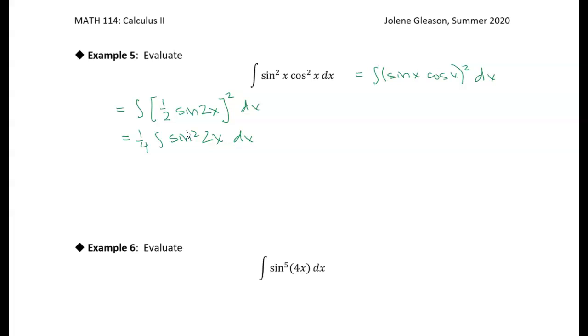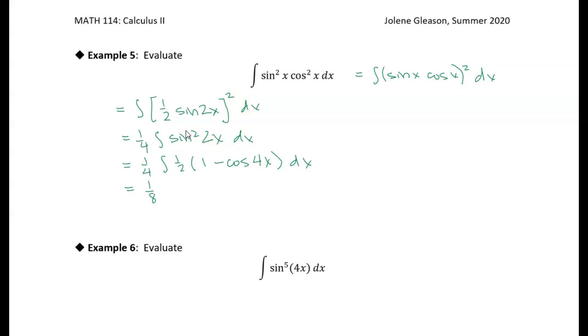Let's reduce the power again. And I'll get 1/4, got to carry that down. And I can replace sine squared with 1/2 times the quantity 1 minus cosine of 2 times 2x, which will be 4x, dx. All right, so let's bring the 1/2 outside the integral, we'll get 1/8 when we combine with the 1/4.